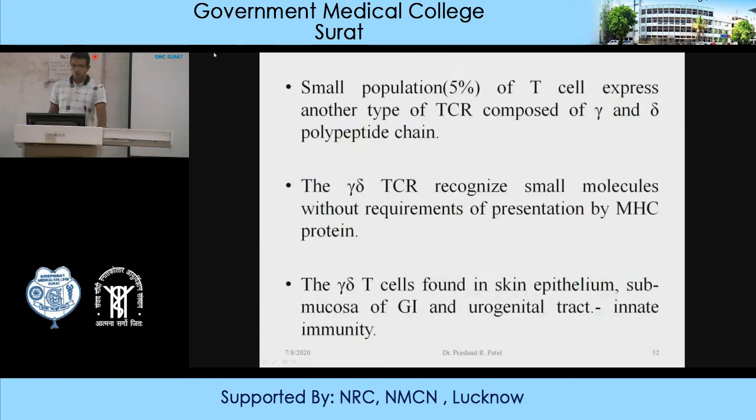A small population of T cells express another type of T cell receptor composed of gamma and delta polypeptide chains, and this gamma delta T cell receptor recognizes very small molecules without requirement of presentation by MHC protein. So here MHC molecule is not required in the case of gamma delta T cell receptor. And these cells are found in skin epithelia, submucosa of GI and urogenital tract, and these gamma delta T cells play an important role in innate immunity.